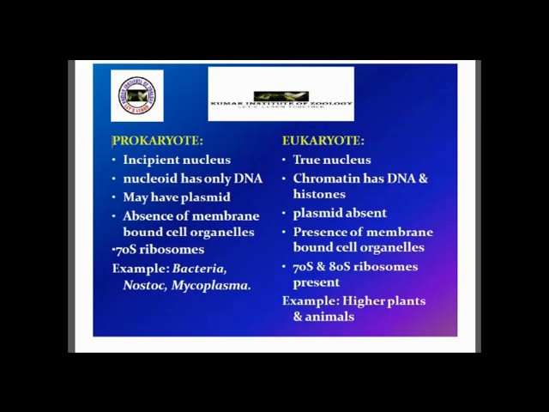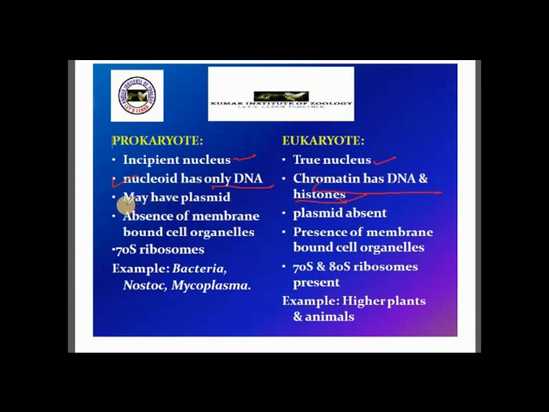Now coming to the differences between the prokaryotes and eukaryotic organisms. Already we discussed it in the nucleus. So an incipient nucleus is present here, and here a true nucleus. So a nucleus is present, but it's not called a nucleus, it is called an incipient nucleus. And the nucleoid has only DNA. Here chromatin has DNA and histone proteins are present. So histone proteins are present in the eukaryotes, and those histone proteins are absent in the prokaryotes.